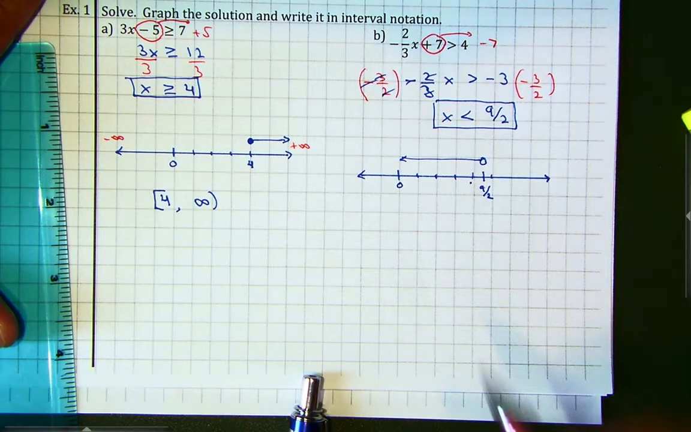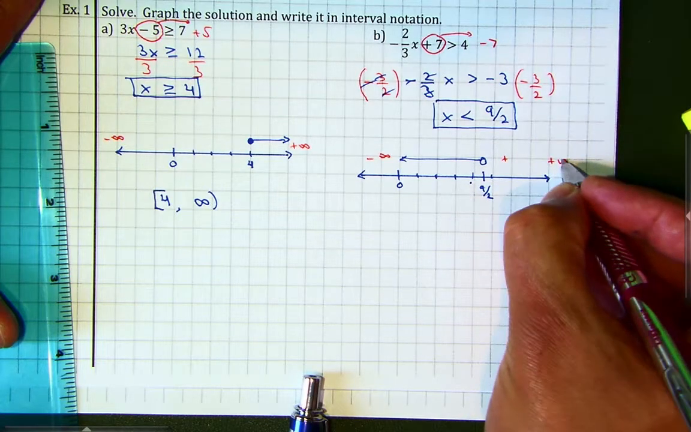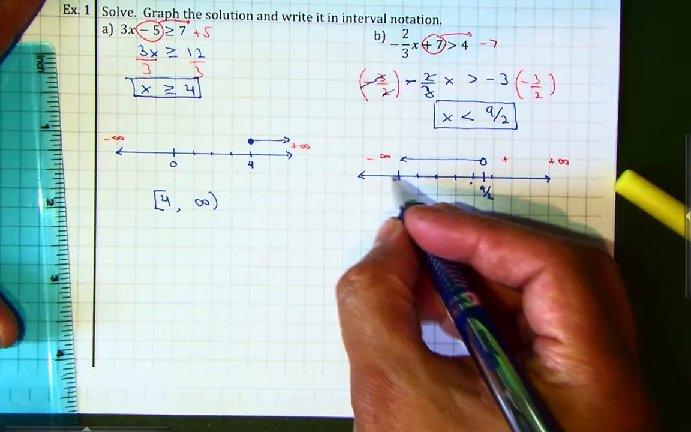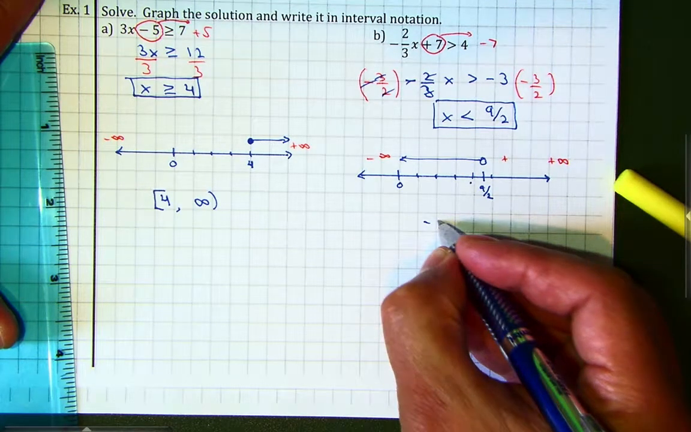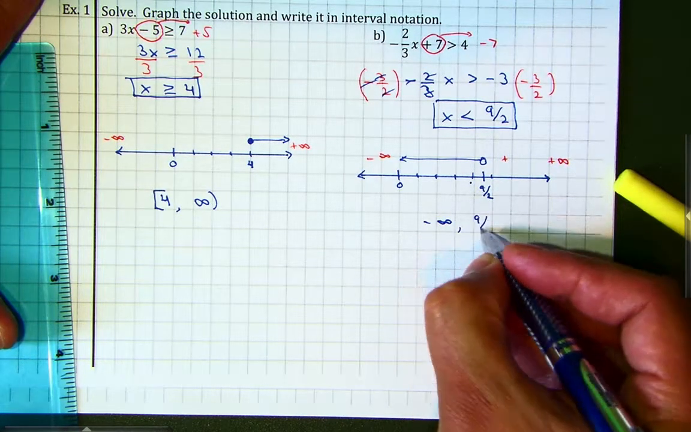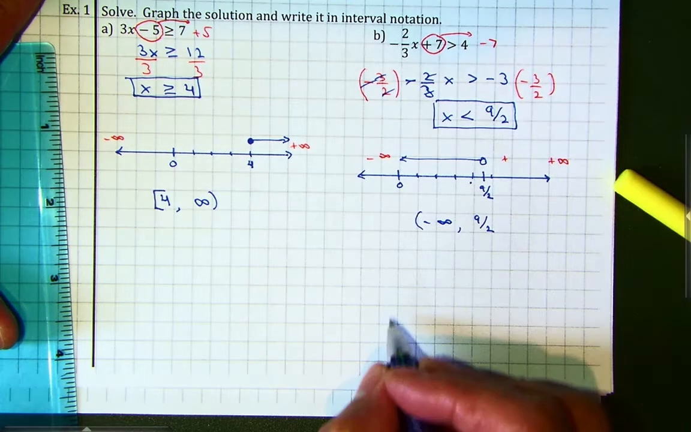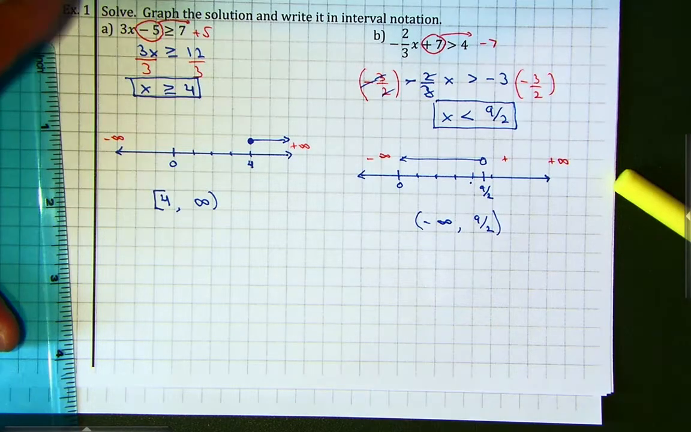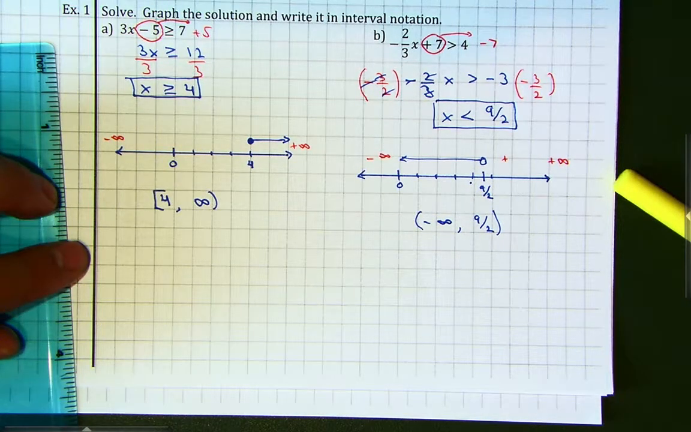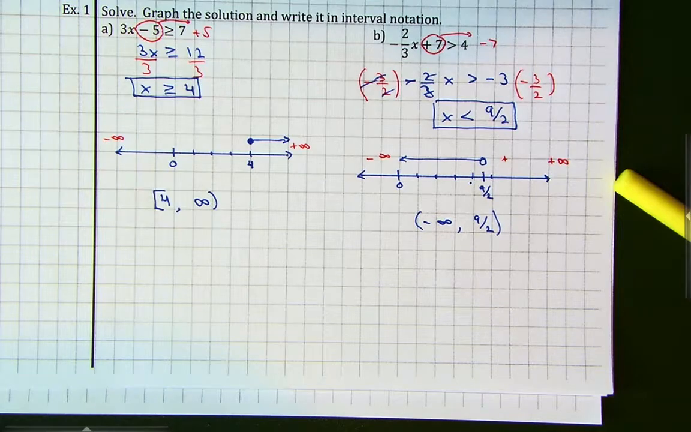This is negative infinity. This is positive infinity over here. So therefore, it'll be from negative infinity all the way to 9/2. Negative infinity always gets parentheses. It does not include 9/2, so therefore it also gets a parenthesis. All 3 representations are representations of the solutions.